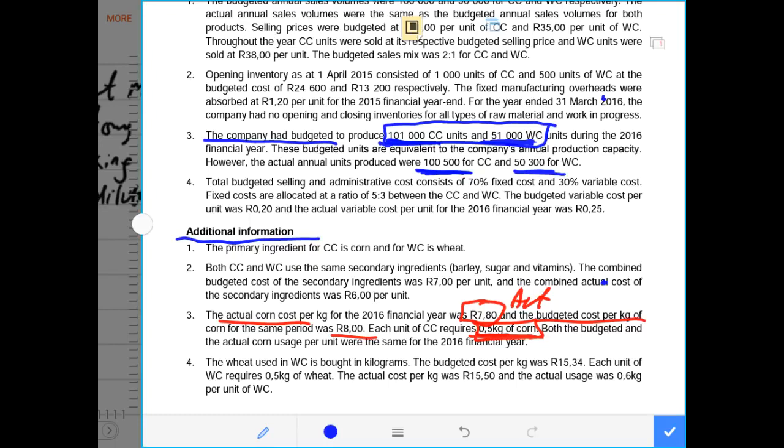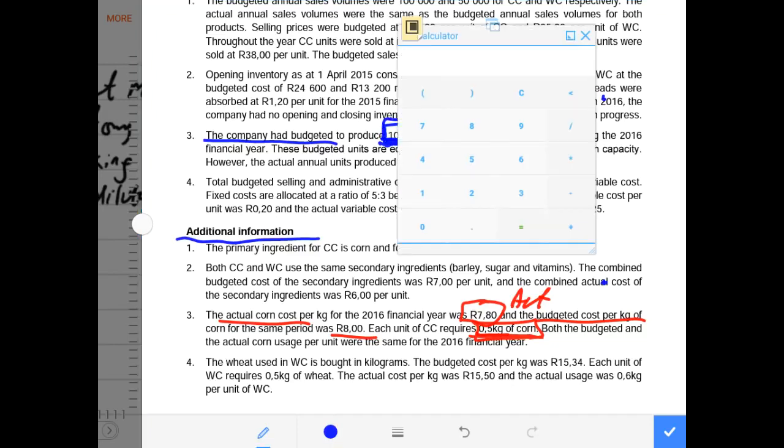So please be mindful of that. It's also a mistake that I've just identified now, that we base this on the units that were actually finished, not the ones that we budgeted to manufacture and finish. So that will be based on the 100,500 units. We divide this by 8, then it gives us 12,562.